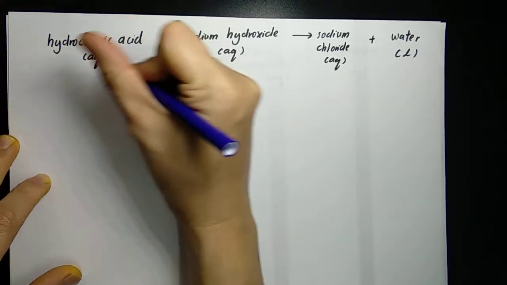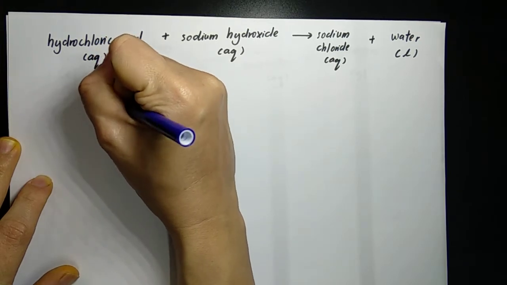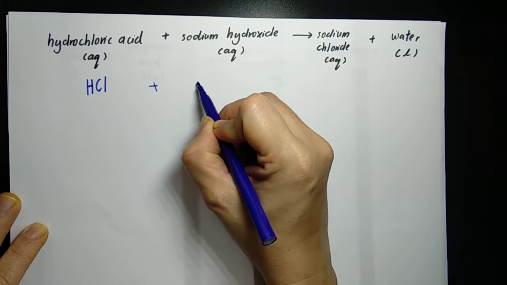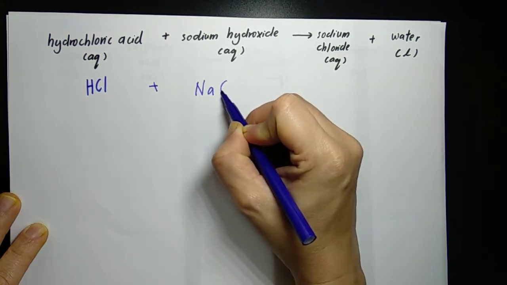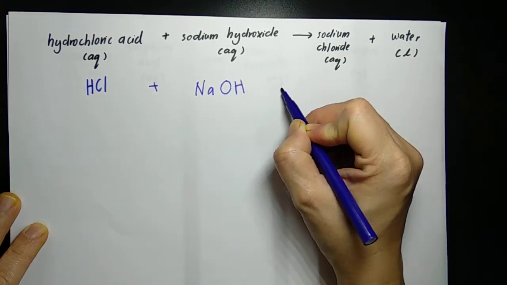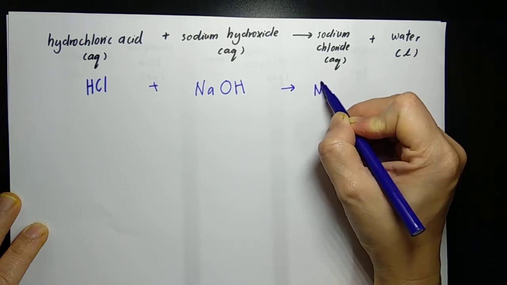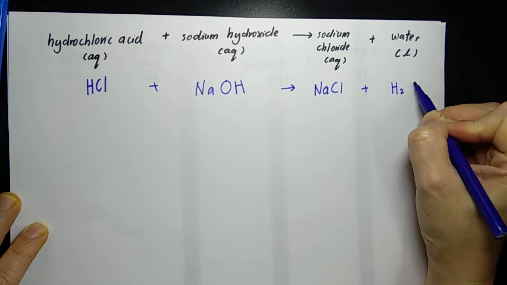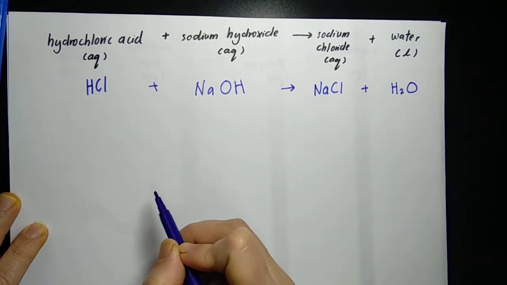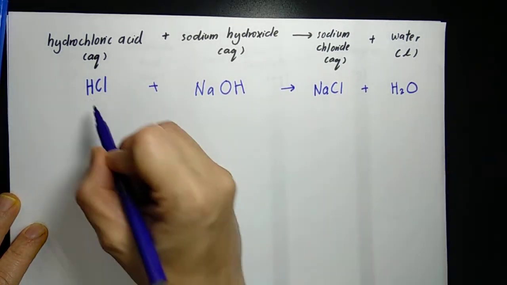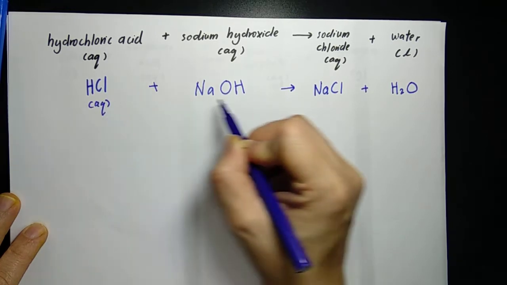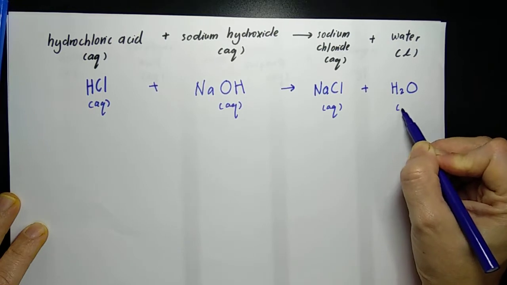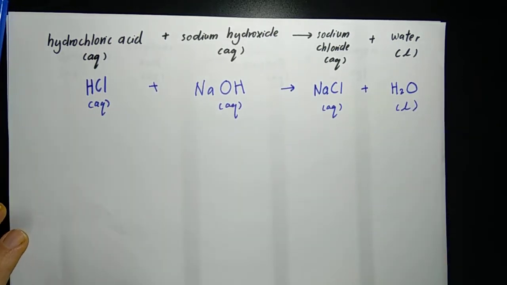Hydrochloric acid, aqueous, HCl. Sodium hydroxide, NaOH. Sodium chloride, NaCl, and water is H2O. Now the equation is already balanced, so we write the state symbols: aqueous, aqueous, aqueous, liquid. So that's the easy part.